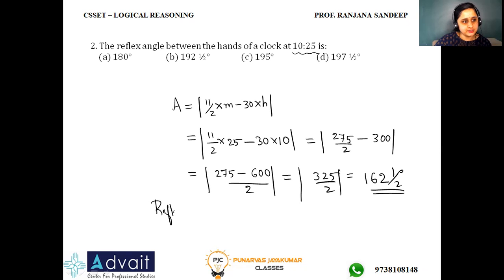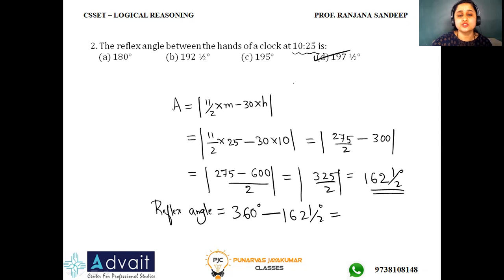So the reflex angle is 360 degrees minus the angle which we have obtained, that is 162 and a half degrees. So what is 360 degrees minus 162 and a half degrees? What is 360 minus 162? So it is 197 and a half degrees, correct? So it is option D, 197 and a half degrees. So this is the required solution, 197 and a half degrees, that is option D.